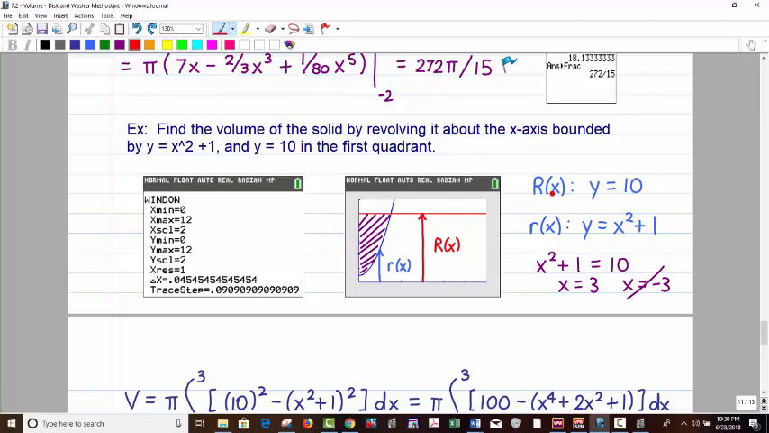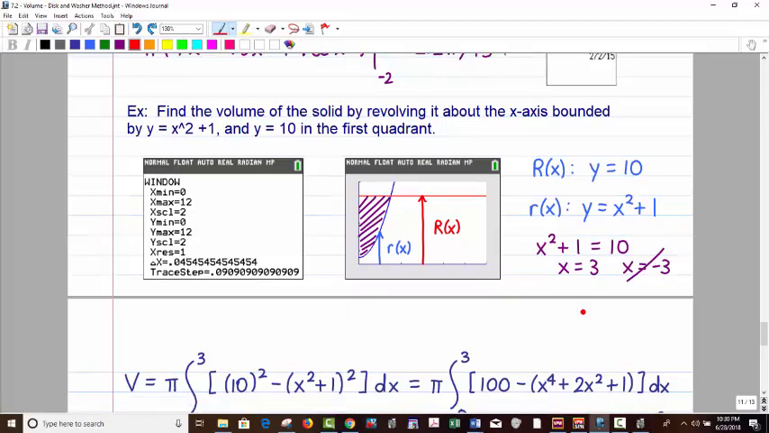So the outer radius is the horizontal line y equals 10, and the inner radius is the curve x squared plus 1. Now you see over here I put this scaling. I don't know why I did it this way. Maybe it looks better. But kind of tricky. You got to see the scaling there, or that could have been confusing.